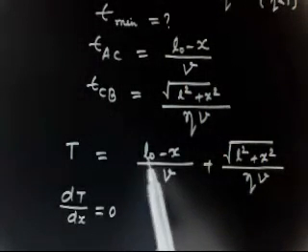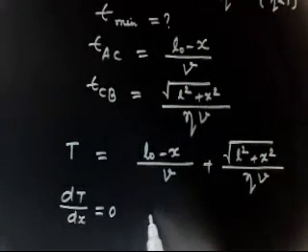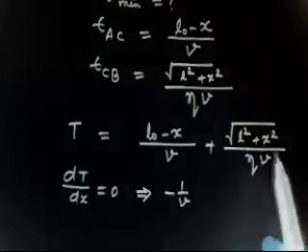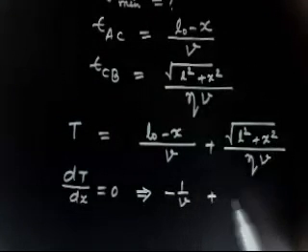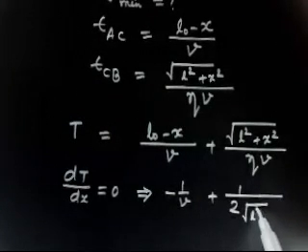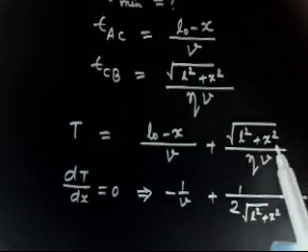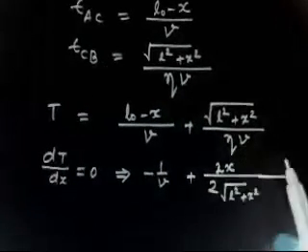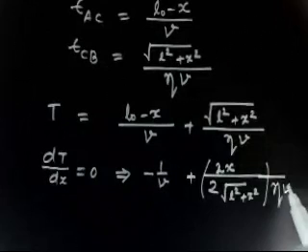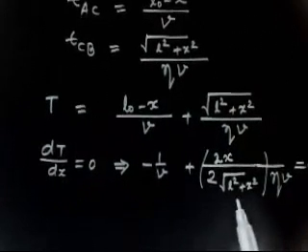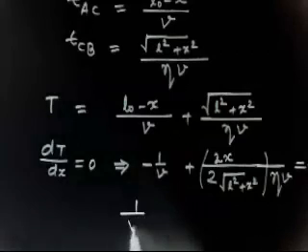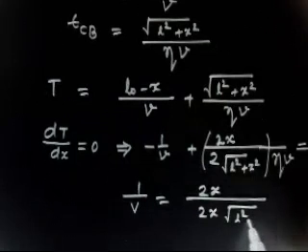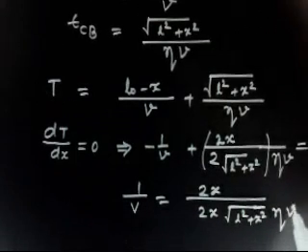If you differentiate this, this is constant, so 0. This is minus 1 by v, so here you will have minus 1 by v. Are you getting? And now here, differentiation of root is 1 by 2 root L square plus x square, and then you have to differentiate x square also. Differentiation of x square is 2x, and in the denominator you have constant eta times v, and this equals 0. If you put this equal to 0, you will have 1 by v equals 2x divided by 2 root L square plus x square, eta times v.